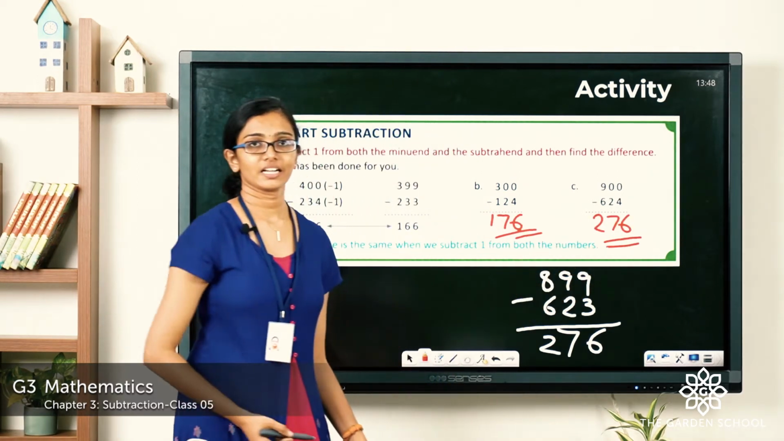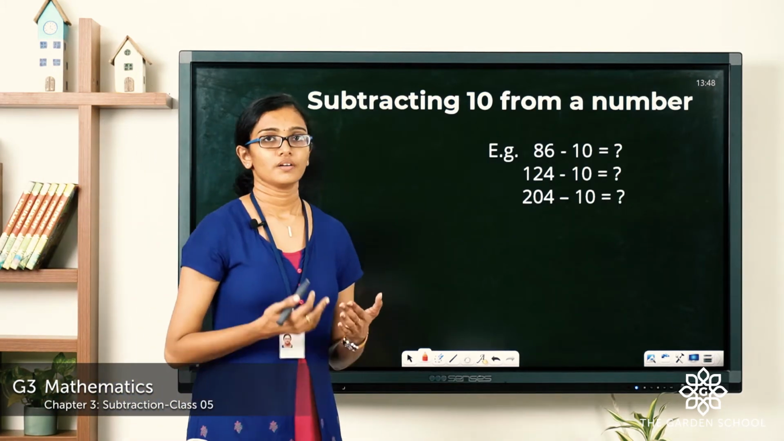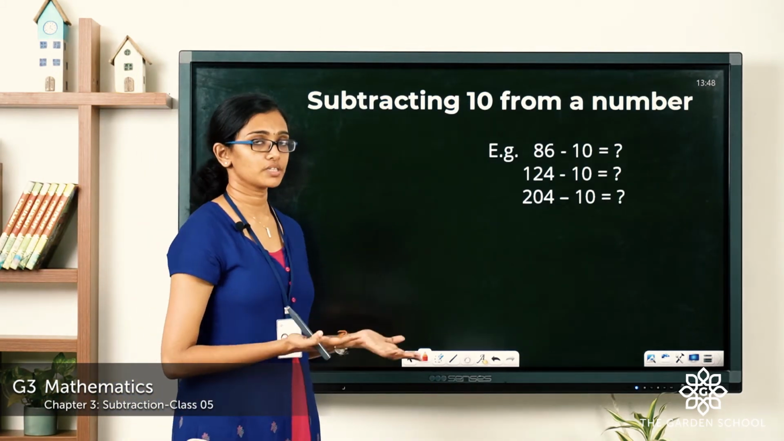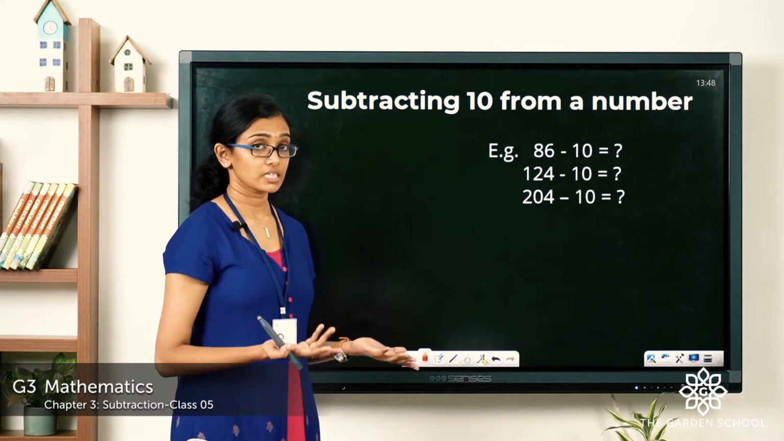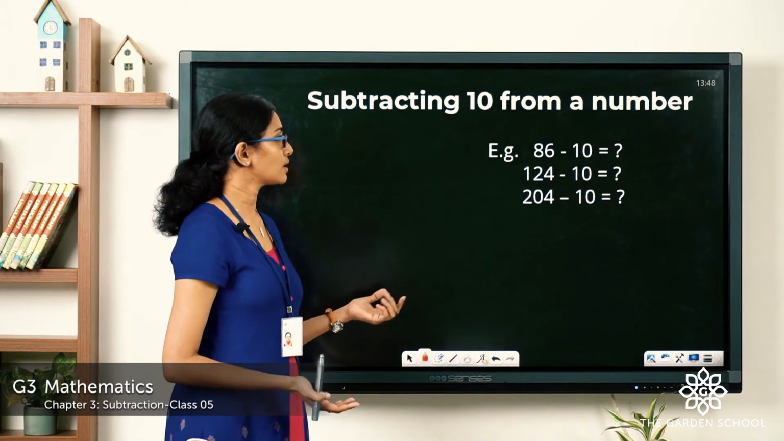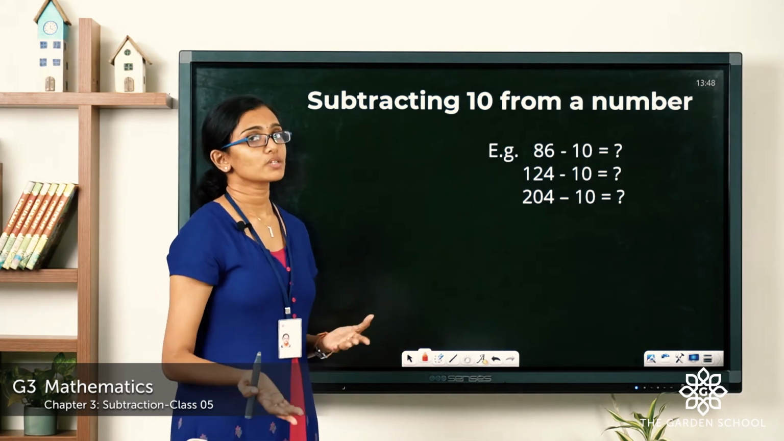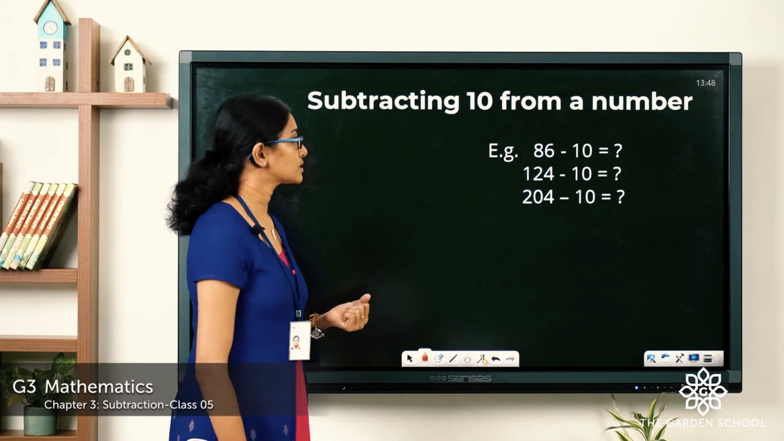Hope your answers are correct. Now, you have learned about subtracting a 2-digit number from a 3-digit number, a 3-digit number from a 3-digit number, or a 4-digit number from a 4-digit number. Let's see how we can subtract 10 or multiples of 10 from different numbers.